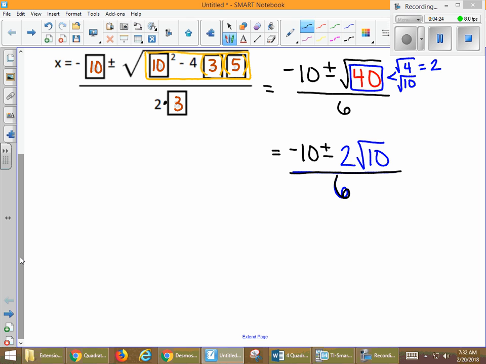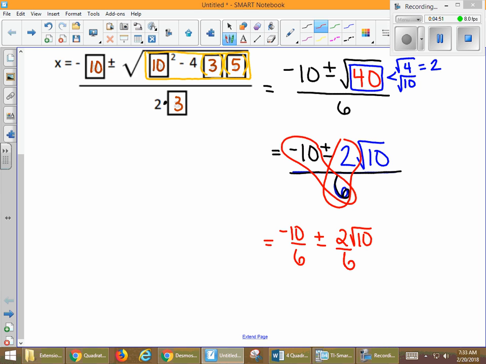Our last step to make a beautiful exact answer here is to do some work with our fraction. We really have 2 fractions here to work with. The negative 10 over 6 and the 2 over 6 are the 2 fractions we really need to work with. So I'm going to rewrite those like this. Negative 10 over 6 plus and minus 2 square root of 10 over 6. And those are the fractions that we can reduce.